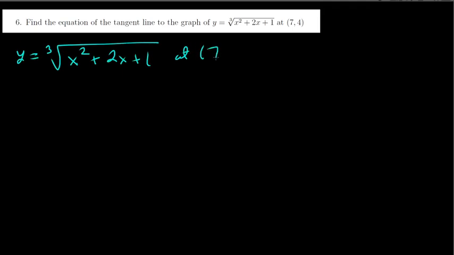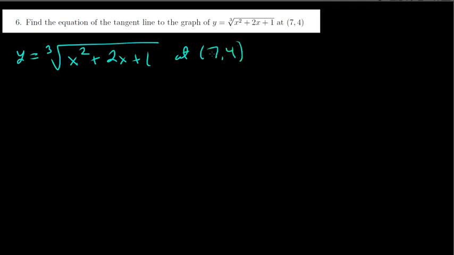Okay, so I hope this one goes a little bit better. Find the equation of the tangent line to the graph of y equals the cube root of x squared plus 2x plus 1 at the point (7, 4).